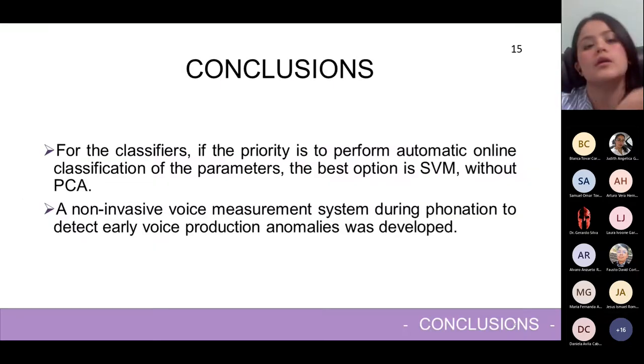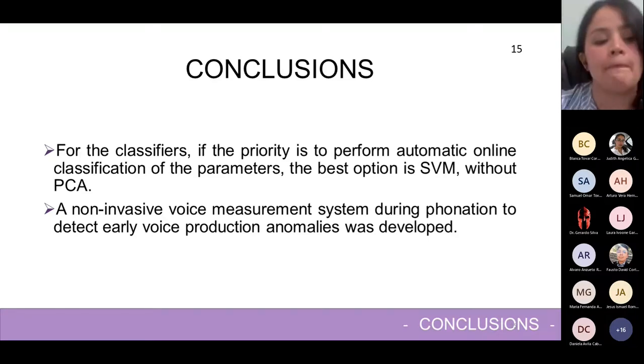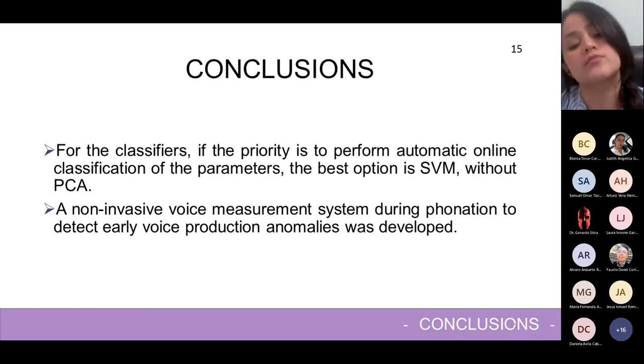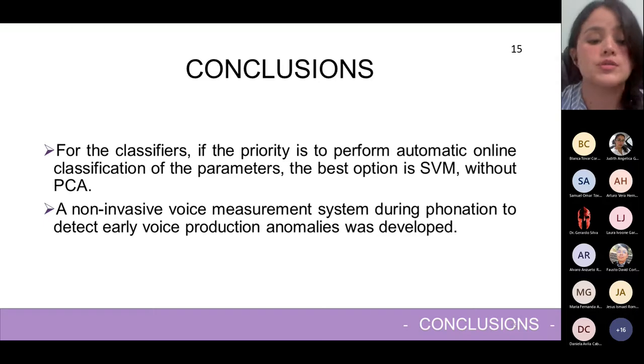And in conclusion, the backpropagation neural network has a training cost among the best. Besides, once the best weights were found, the test time and computational requirements were minimal. So it was chosen as part of the phonetic system. And a non-invasive voice measurement system during phonation to detect early voice production anomalies was developed.